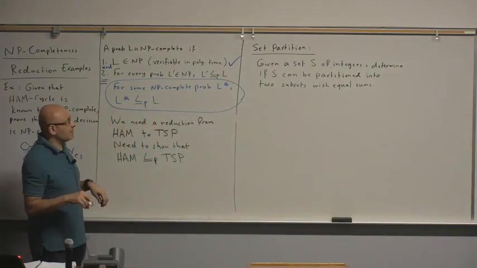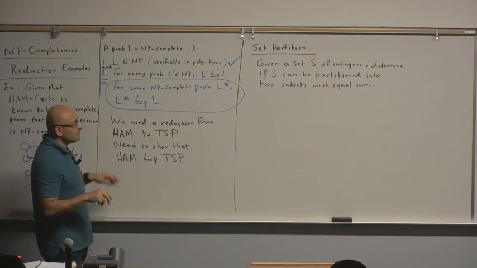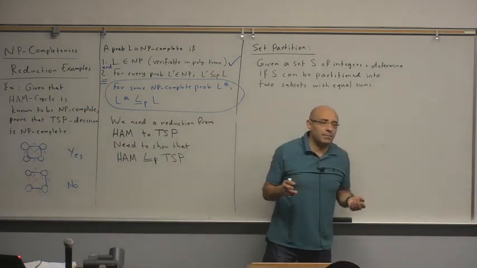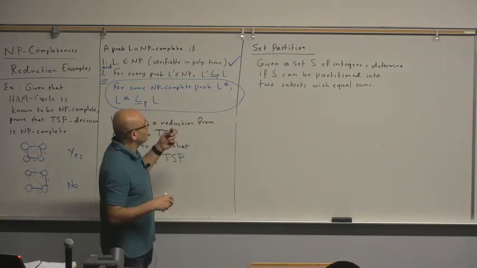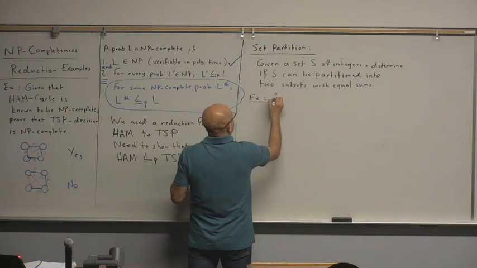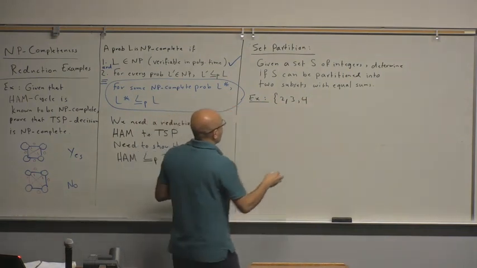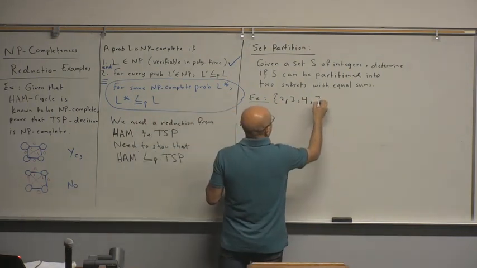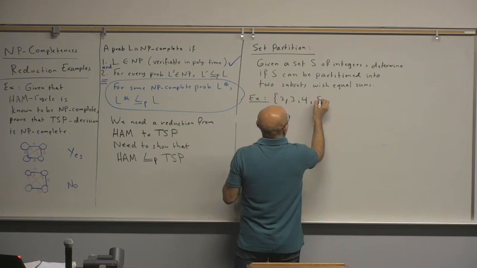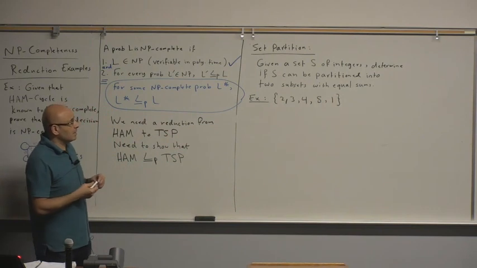Now, what problem does this remind you of? Subset sum. Yeah, it's very similar, very close. That's why when you do NP-completeness proofs, you try to find a problem that is similar or close. Okay. Now let's take an example. Well, let's first take 2, 3, 4, 8, 1. So can you partition this into two subsets with equal sums?